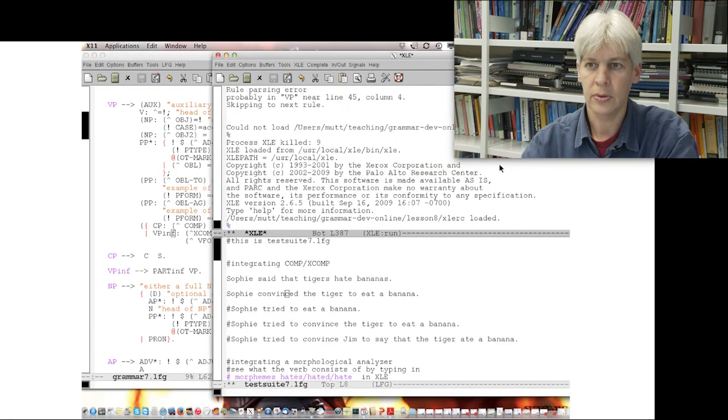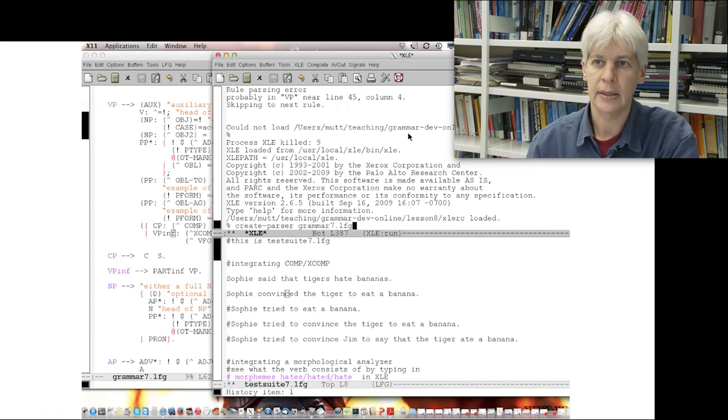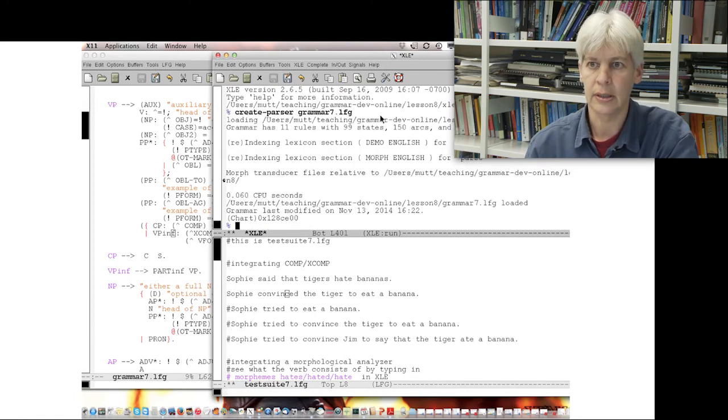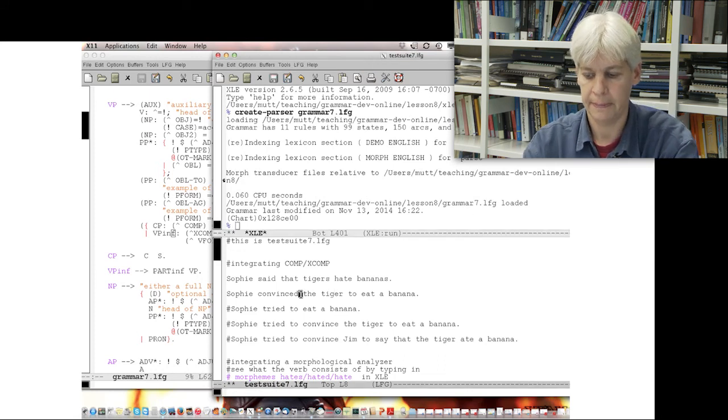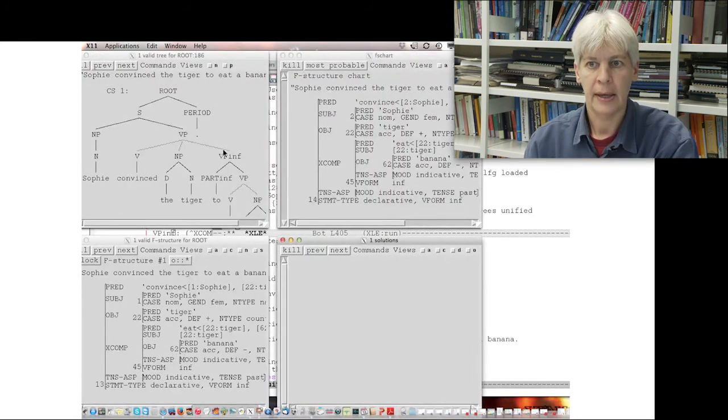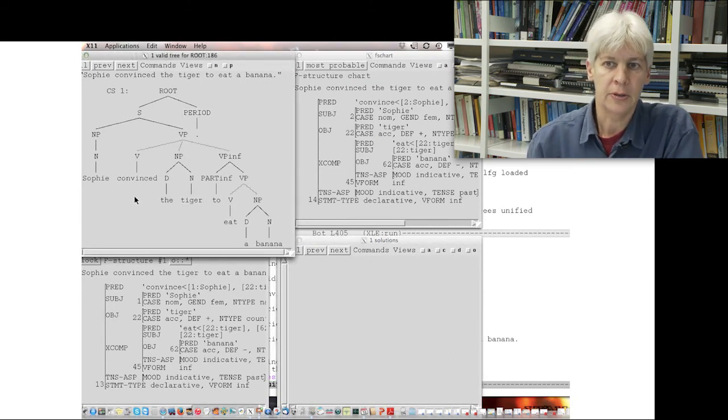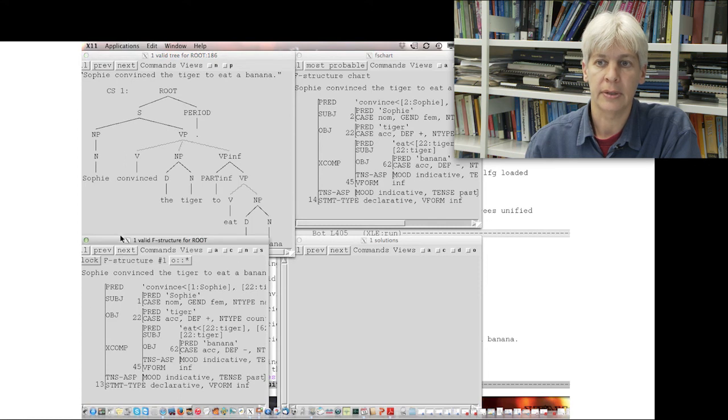I have a lot of students who don't read actually what XLE tells you here, so always make sure to read that. Okay, I fixed that. Now let's try it again. And now I'm actually getting a parse. Sophie convinced the tiger to eat a banana. The tree is good, and I'm only getting one tree. That's also good. Let's look at the F structure.